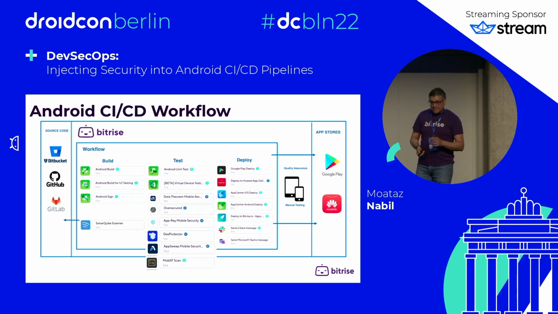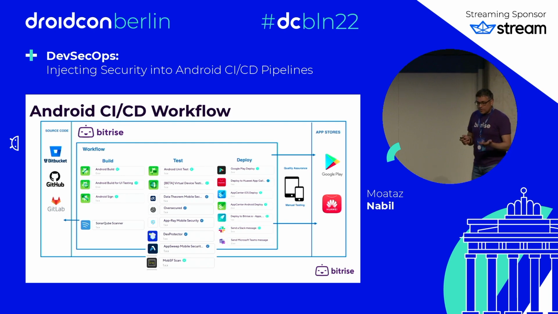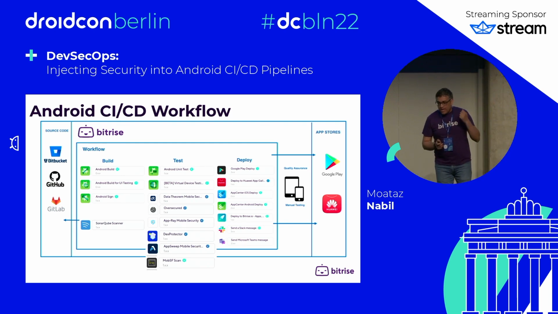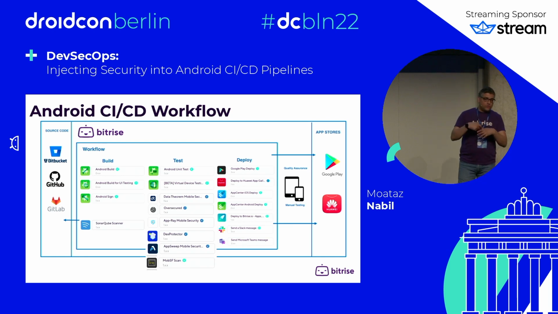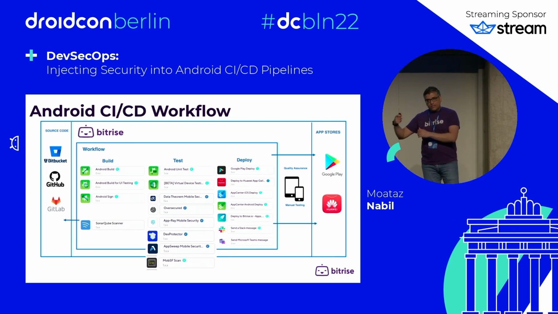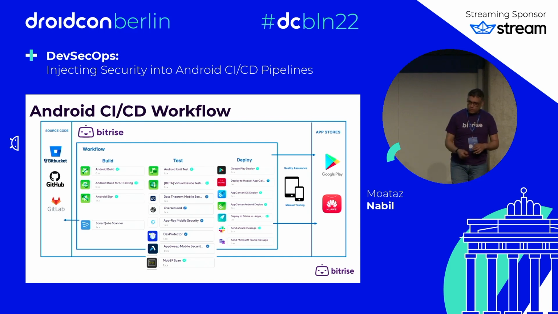And in the test tool, you have different steps like Data Theorem, Oversecured, AppRay, Dex Protector, AppSweep, and you can also add any other open source tool and run it on the script step, for example. And you also have steps for deploying to the App Store, Huawei App Gallery, or App Center, for example, and sending a Slack message or Microsoft Teams, and also sending the application to quality testing or deploying to the App Store directly.